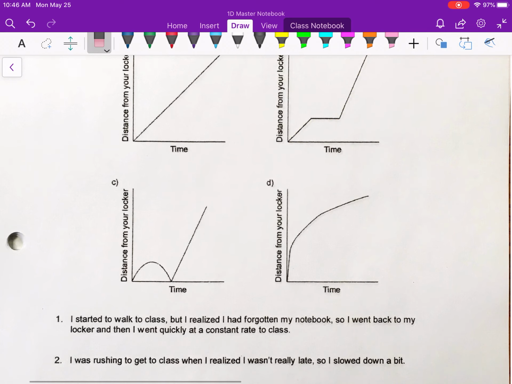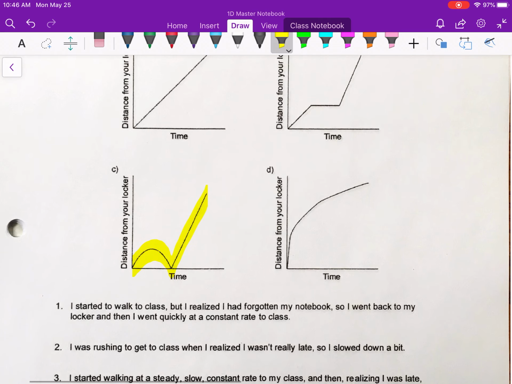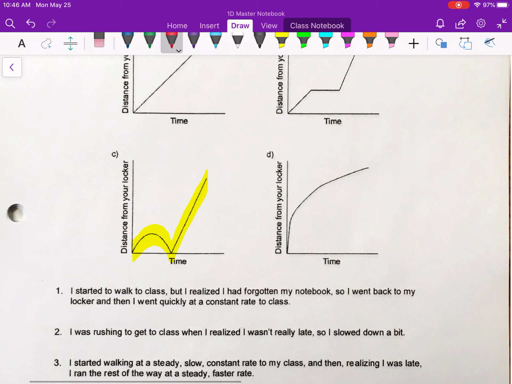Here's one where someone walks away from their locker, and then they turn around, it seems, and come back to their locker, and then they head off again. That, to me, seems to match up with the walk to class, forgot my notebook, went back, and then went at a constant rate to class. So I think our answer is going to be C for this one.